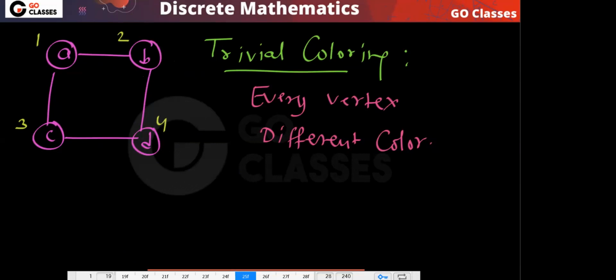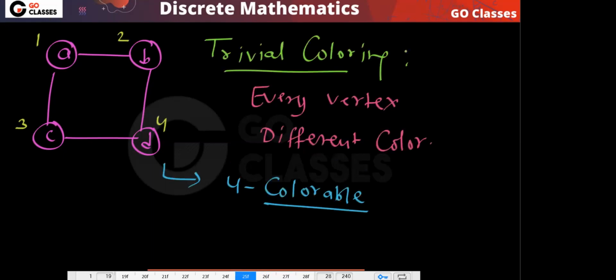So I can say that this graph is 4 colorable, because you can color it using 4 colors. Can you color it using 4 colors? Yes, you can color it using at most 4 colors. This basically means at most 4 colors you will need. So this is 4 colorable.